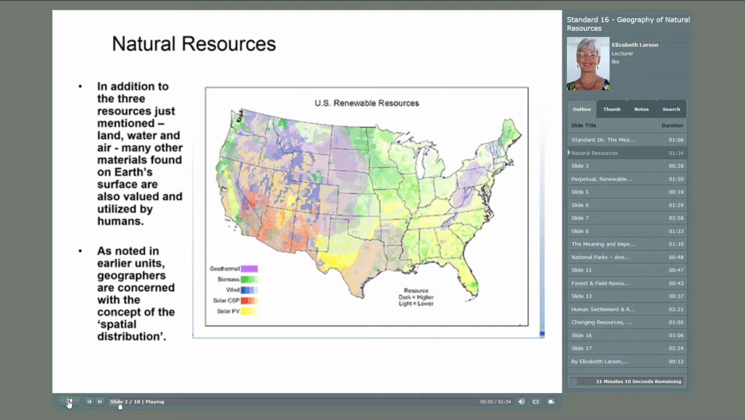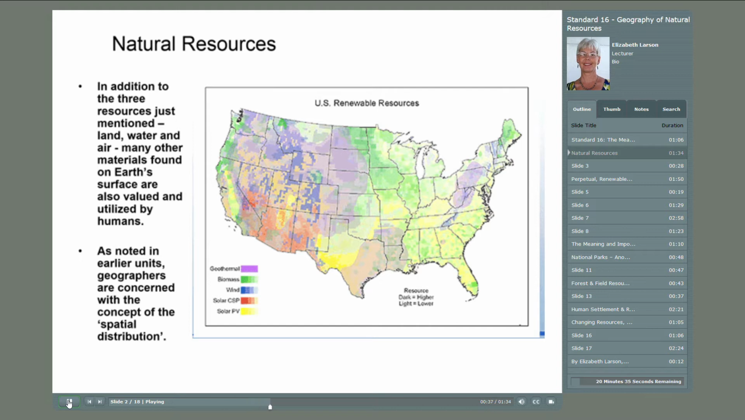In addition to the three resources just mentioned, land, water, and air, many other materials found on Earth's surface are also valued and utilized by humans. As noted in earlier units, geographers are concerned with the concept of the spatial distribution on the planet. In this slide, we see a map of the United States that shows us where some of the more sustainable, renewable, or perpetual energy sources, such as geothermal, biomass, wind, and solar energy, are located.